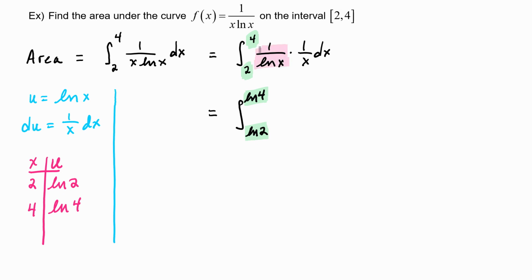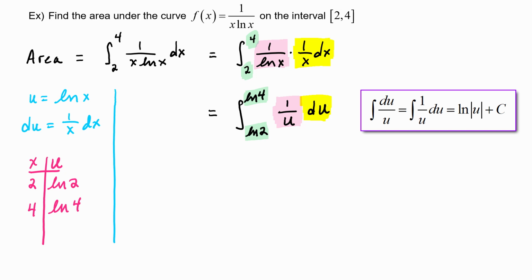This 1 over natural log of x, since u equals natural log of x, can be replaced with 1 over u. And then finally 1 over x dx can get replaced with du. So now everything from our original integral in the x variable has been switched over to an integral in the u variable.